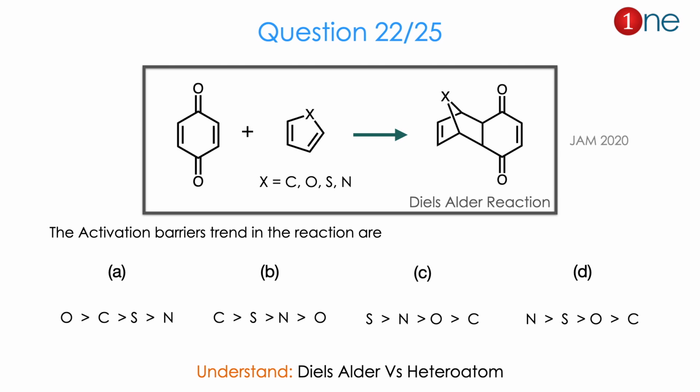Then the next question. This kind of reaction we have seen already, but you have to look at it from a different perspective. Here you have a quinone and a heteroatom-containing 5-member ring. The final product is a Diels-Alder product. Here you have to find the activation barrier trend in the reaction. The variants are carbon, oxygen, sulfur and nitrogen. So you have to find the difference in the activation barrier.